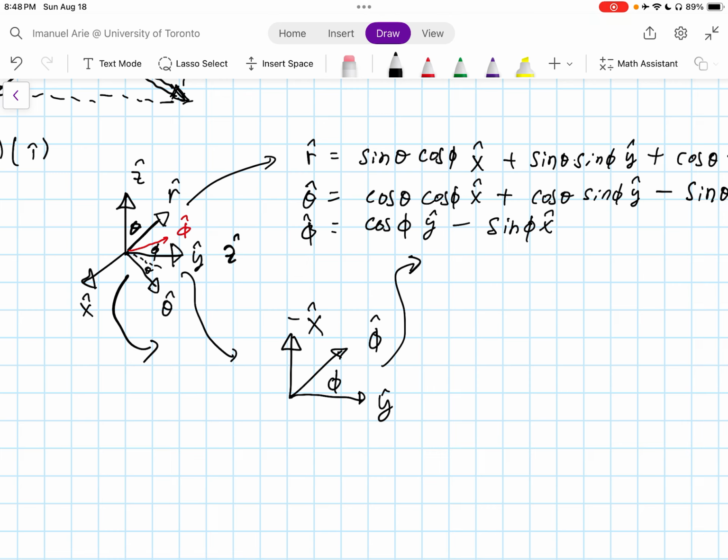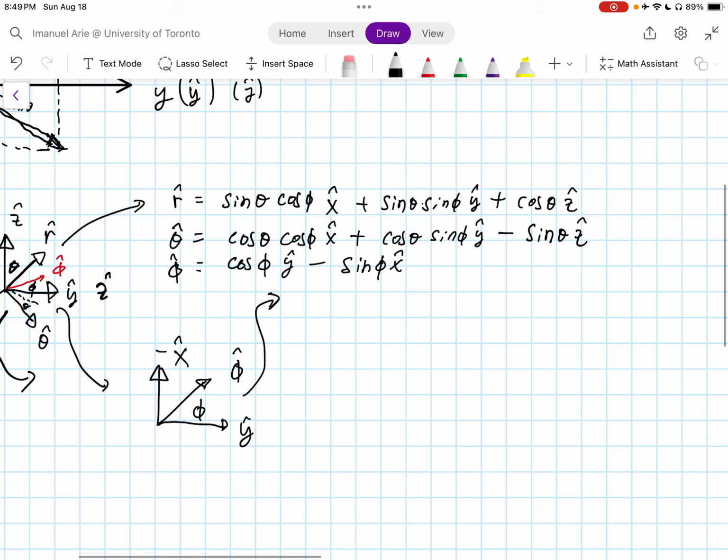Notice that it has 0 z hat component. And why is that? Because it lies solely on the xy plane. It doesn't hover around. So that means this vector is comprised of 2 components only. So this is basically how to move from Cartesian coordinates onto spherical coordinates, or the opposite.